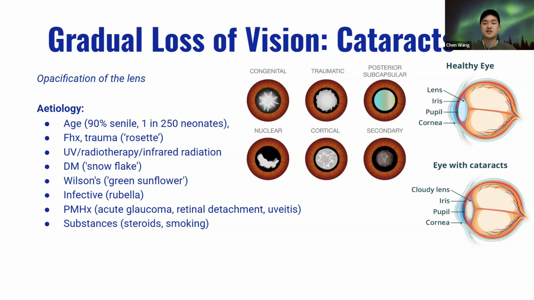So there's a range of different appearances of cataracts caused by different factors like trauma, radiation therapy, diabetic cataracts can look like a snowflake. Wilson's disease can cause a green sunflower appearance on the cataracts. And some congenital infections, like congenital rubella, is a very well-known cause of cataracts in newborns as well.